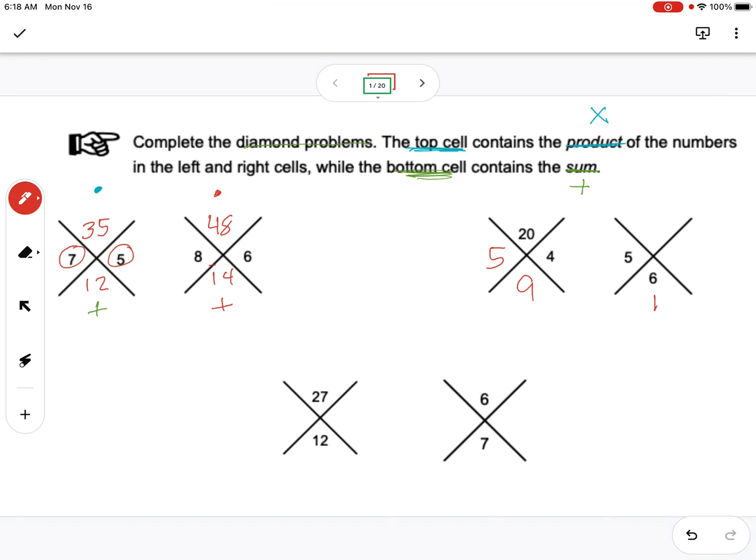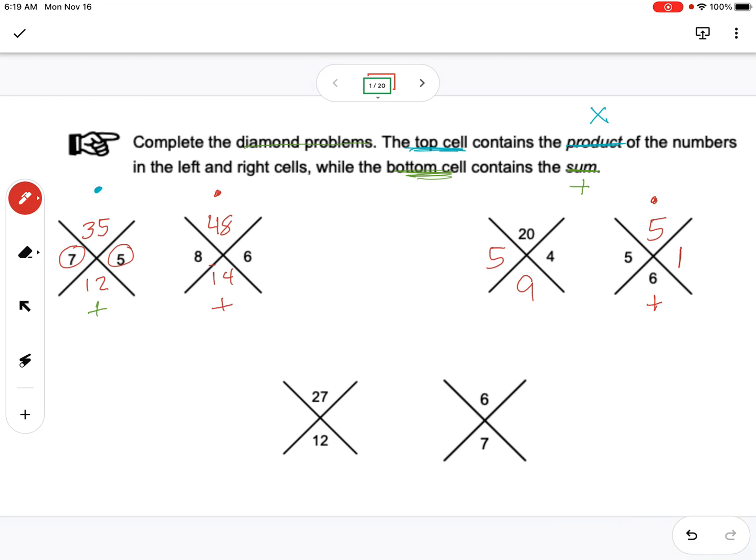Okay, let's continue. The bottom is the sum, the top is a product. So here I'm asking myself, 5 plus what number is 6, right? Because the bottom is the sum. So 5 plus what number is 6? 1. 5 plus 1 is 6. And now I'm going to do the product, that's 5 times 1, which is 5.